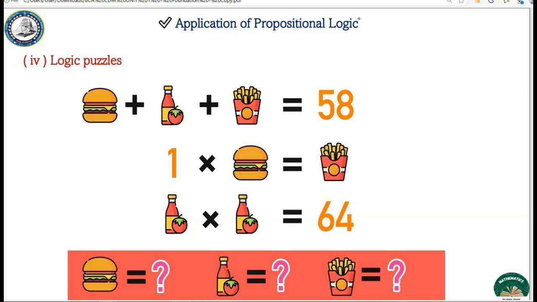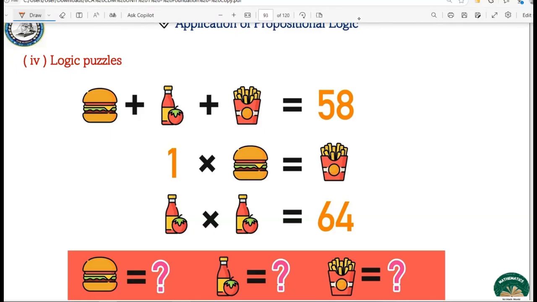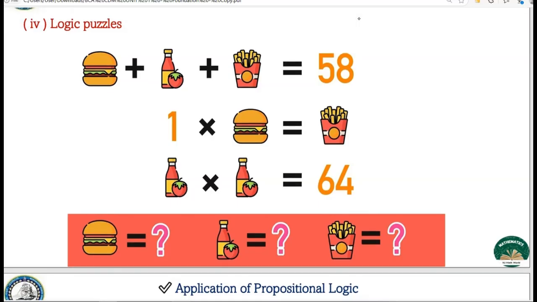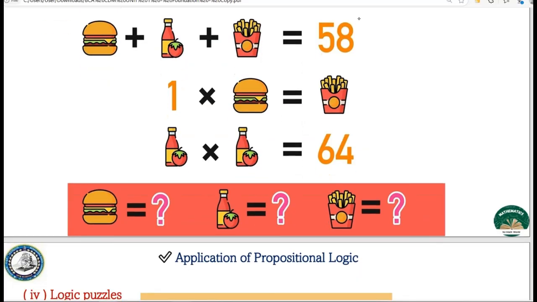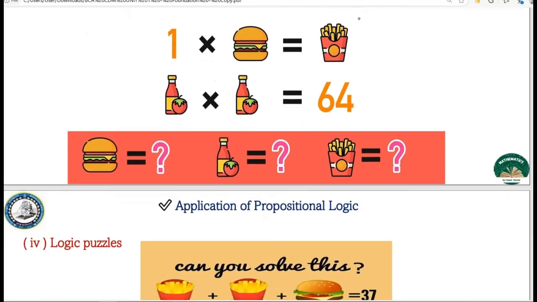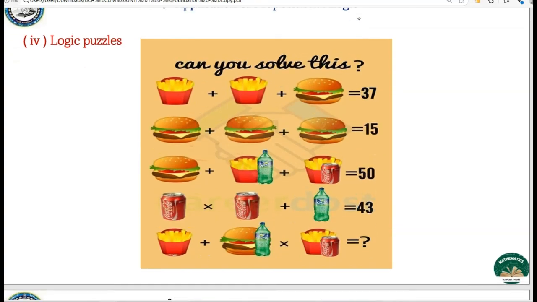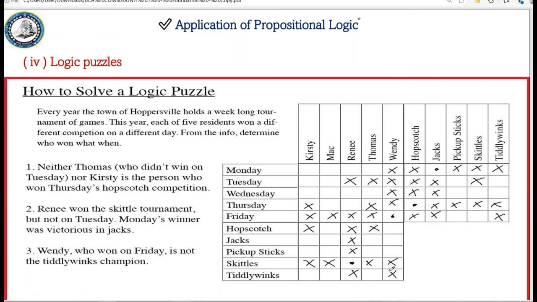So next, we can see the next logical puzzle can be made in this way with animated pictures. Here, one burger and one ketchup bottle together are 58, then one burger and one French fries are given, and two ketchup bottles are 64. Then what is the value of one burger, one ketchup bottle, and French fries? The next logical puzzle is made the same way. You can create different types of puzzles by using different varieties of questions.